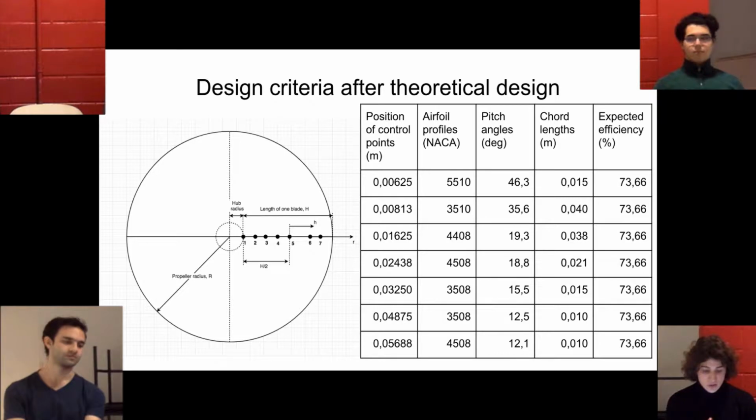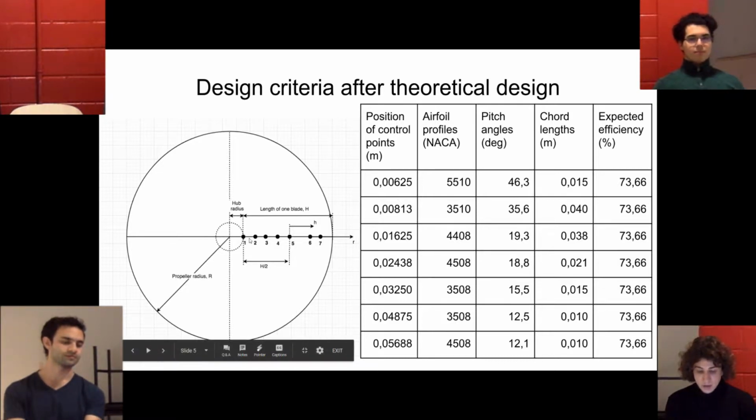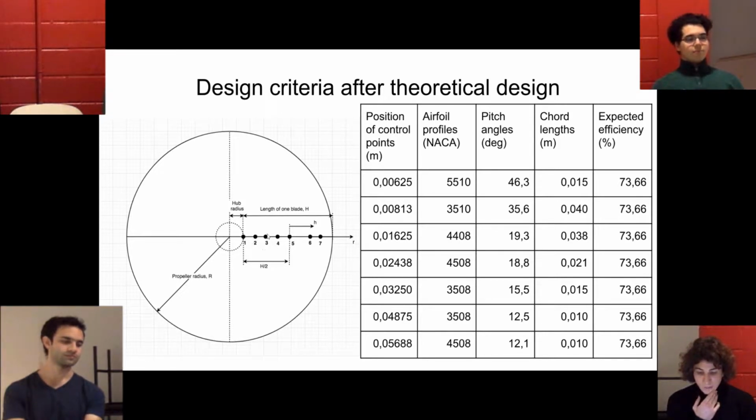So this slide just shows the results that we got after this first theoretical analysis. On the left, there's a general diagram of the propeller with the radius and the position of the control points. And yeah, that's about it. So our expected efficiency based on this theoretical analysis was about 74%.